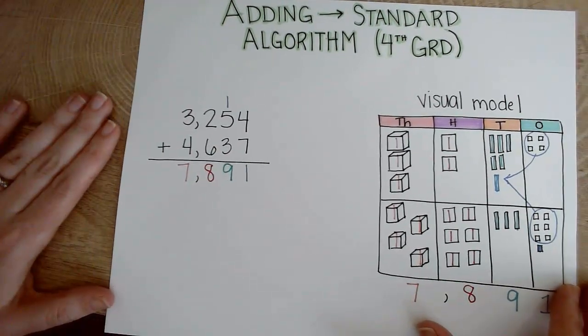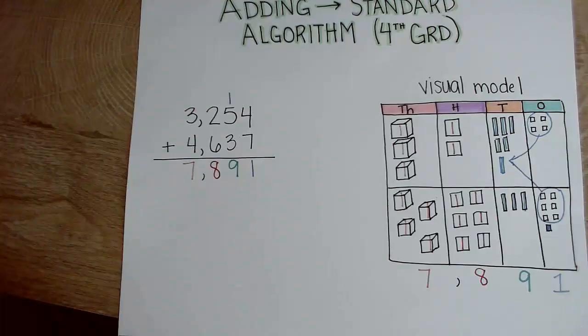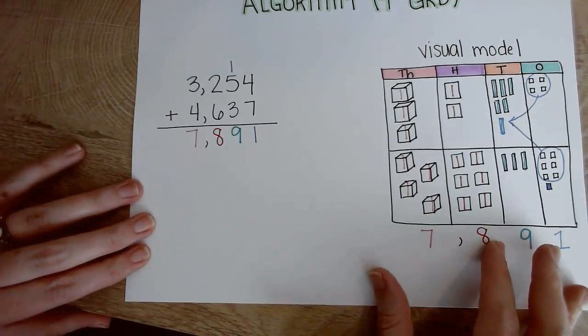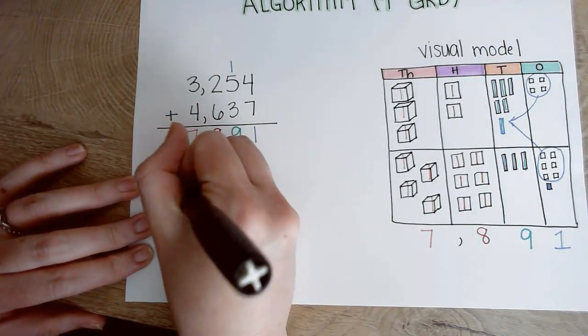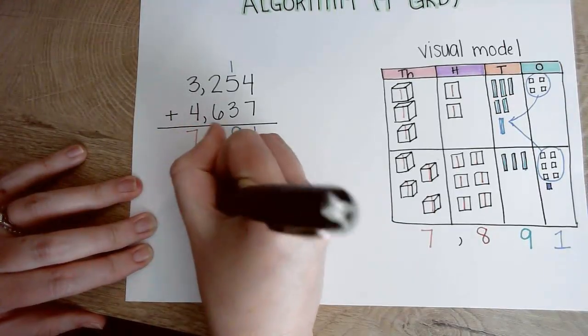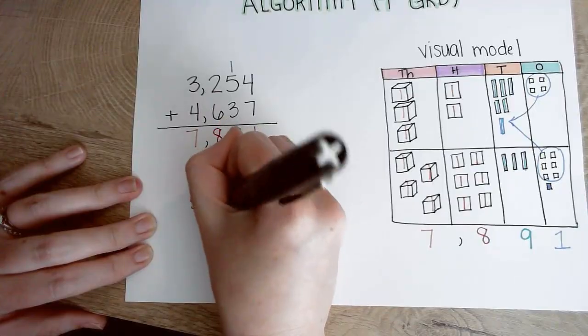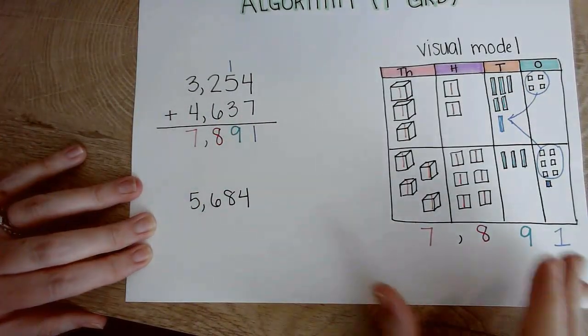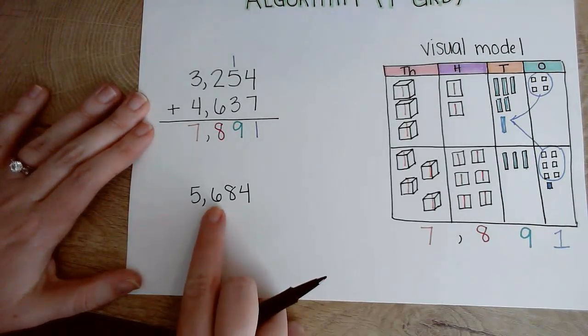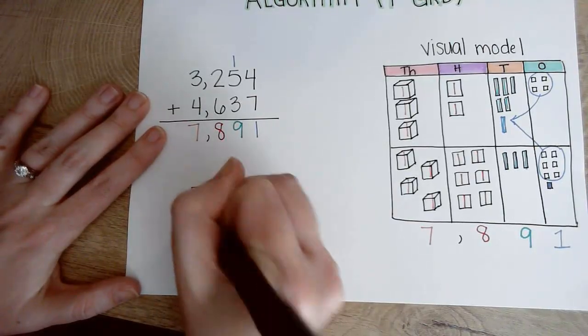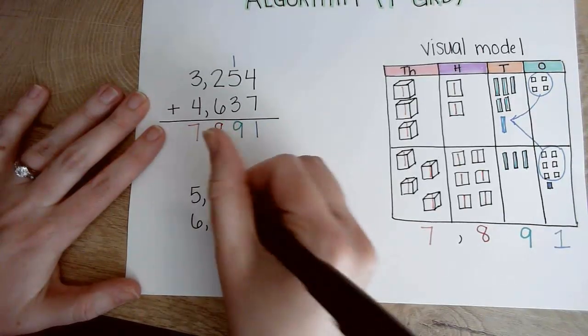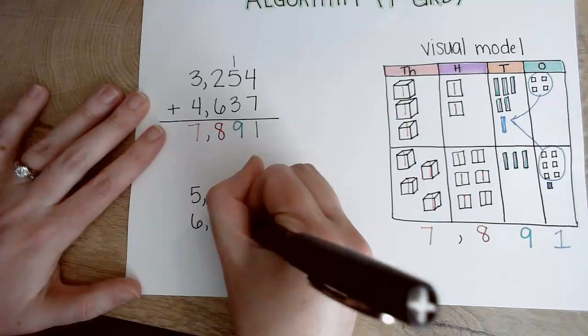I do want to do one more problem with the standard algorithm just to show you what it would look like with a little bit more regrouping. Okay? So I'm going to scoot this up just a little bit. And we're going to use bigger, larger numbers here so we get a better example of regrouping. So we're going to use the number 5,684, and to that we are going to add 6,432.